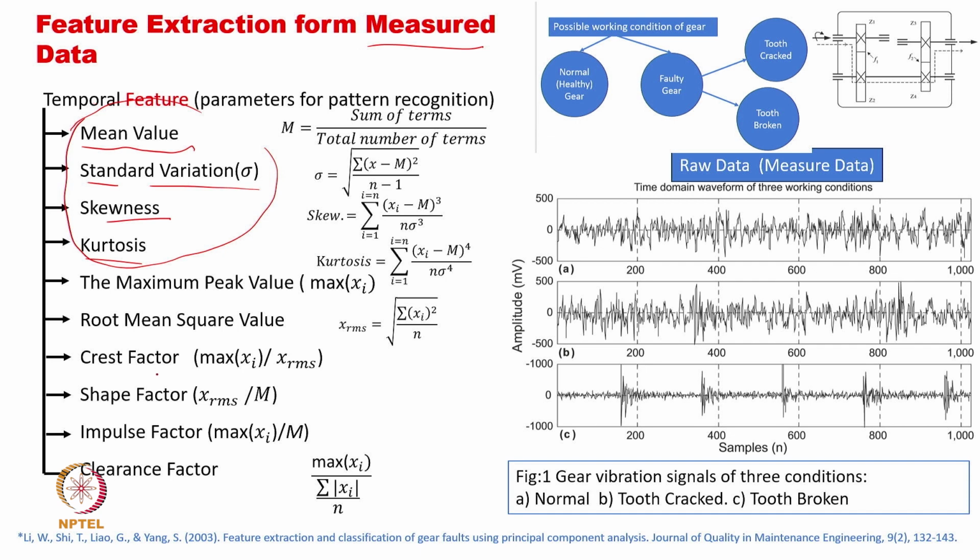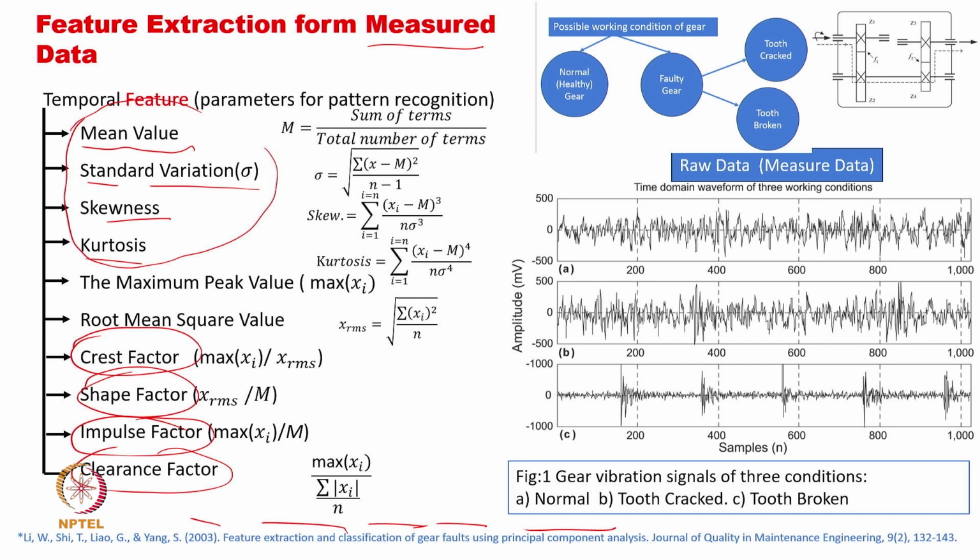In addition, there are other factors. In this case, a 2003 paper, feature extraction and classification of gear fault using principal component analysis, which was published in 2003. They use a crest factor, a shape factor, an impulse factor and clearance factor also. So here they are giving 10 features instead of the 4 features which we initially thought about.